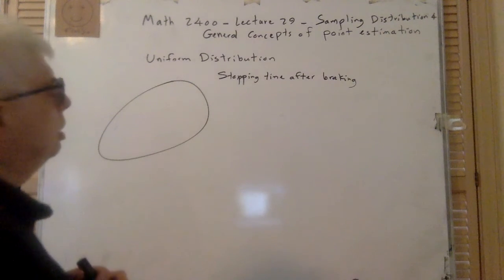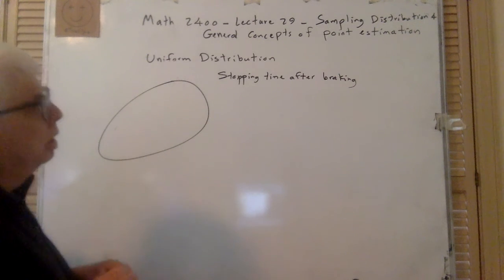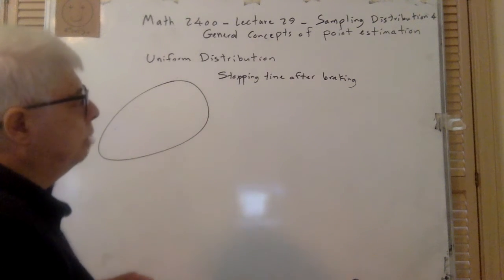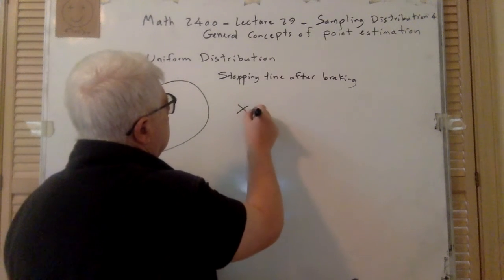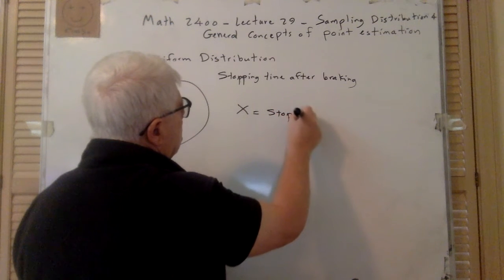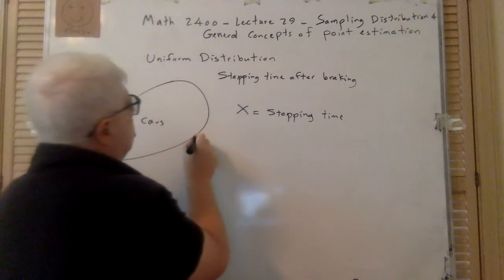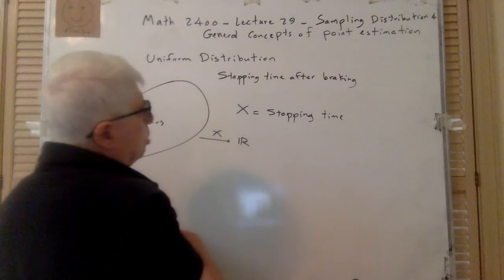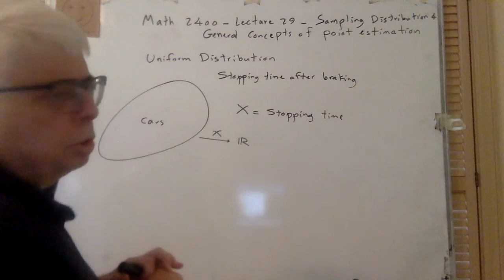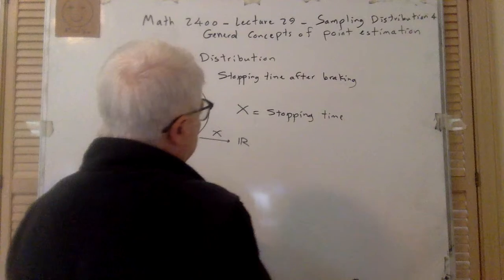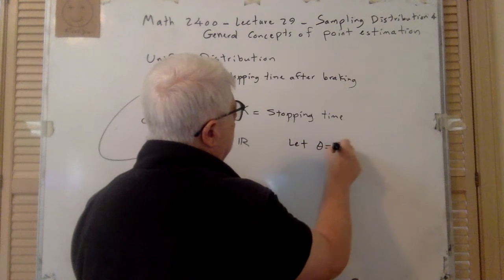Okay? And X gives every car a certain number, and that is the stopping time after braking. So we can say that X is the stopping time for these cars, and X goes to R. Now, we need some distribution for this. So we say, let theta be the maximum stopping time.